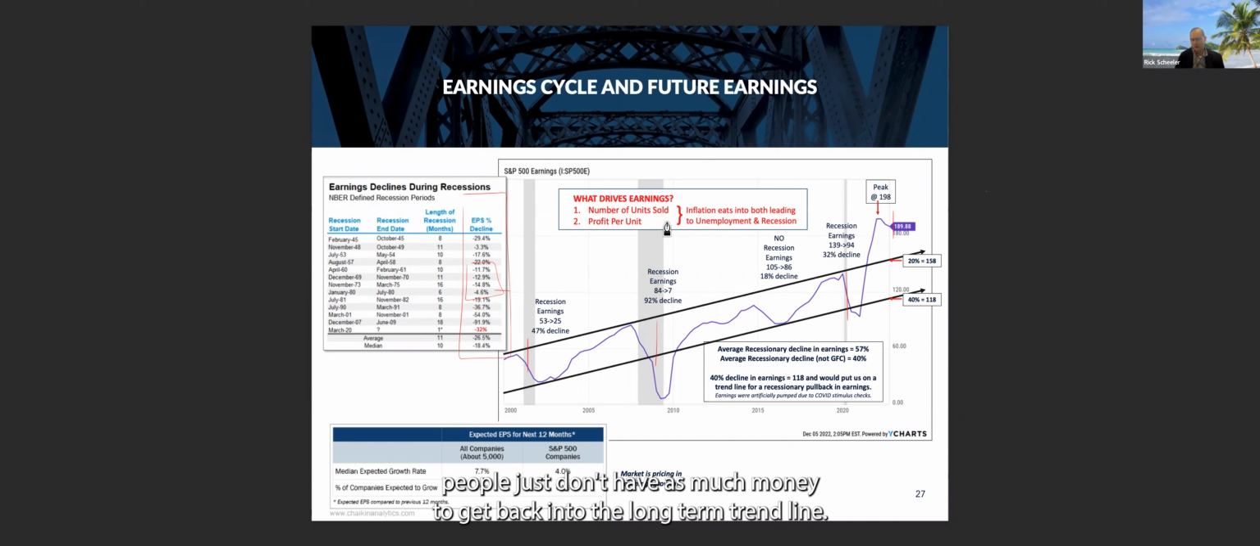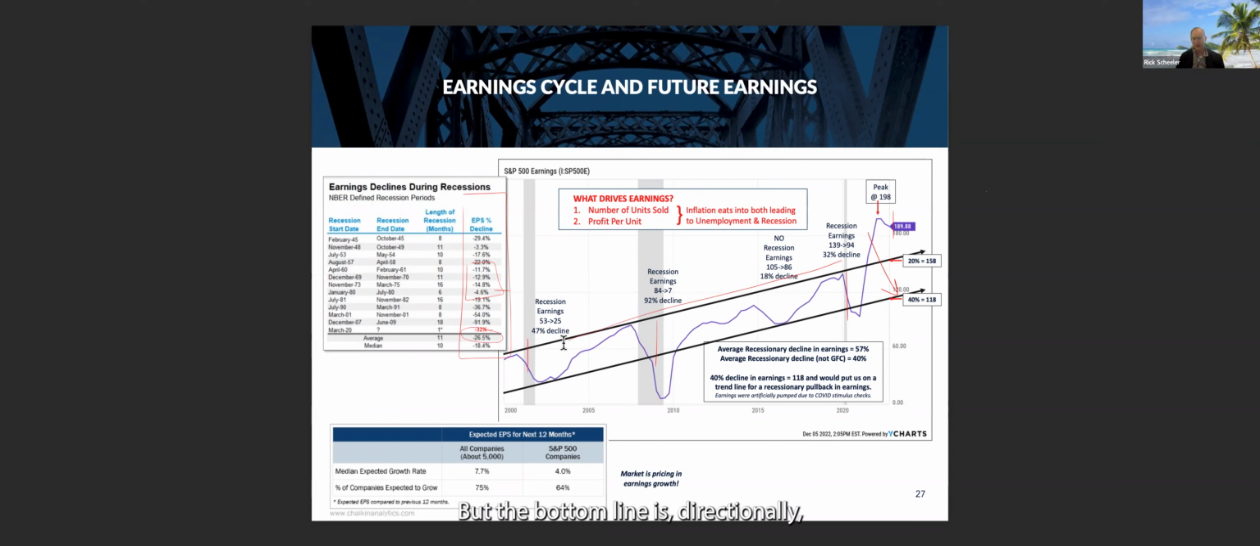To get back into the long-term trend line, you have to come back down to 20%. And if you were to get to the bottom of the long-term trend line, you're looking at a 40% decline, which is pretty severe. So hopefully that's not the case. And 40% is way above the average decline of 26%. Although, if you look at the last 3 recessions, they all declined by more than 20%. So we'll see what happens there.